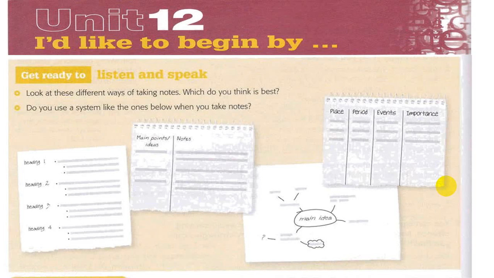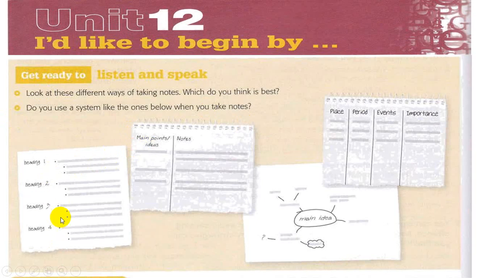Look at these different ways of taking notes. Which do you think is best? See these pictures, four pictures in front of you, and try to tell me which style suits you better. If you have another style, you can just mention it. Do you use a system like the ones below when you take notes, or do you just record notes in an arbitrary way? Okay, so see picture 1, we have heading 1, 2, 3, 4.